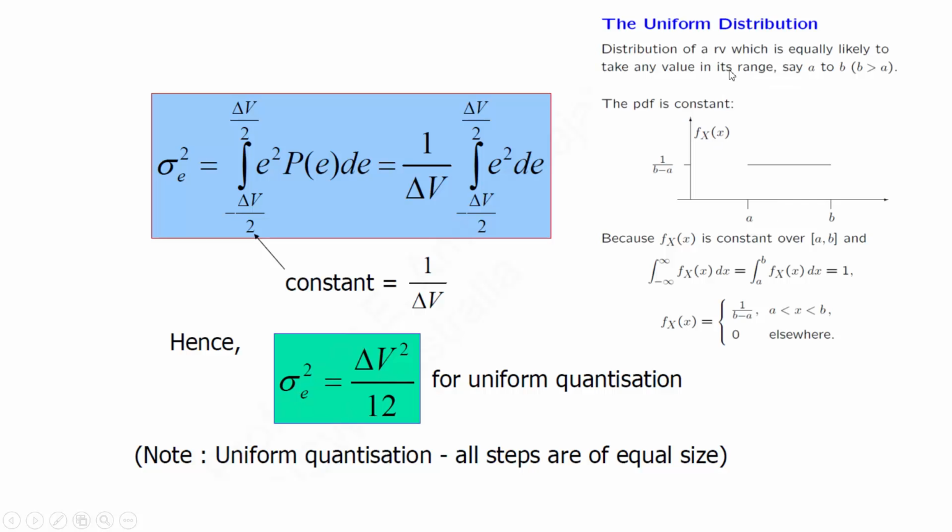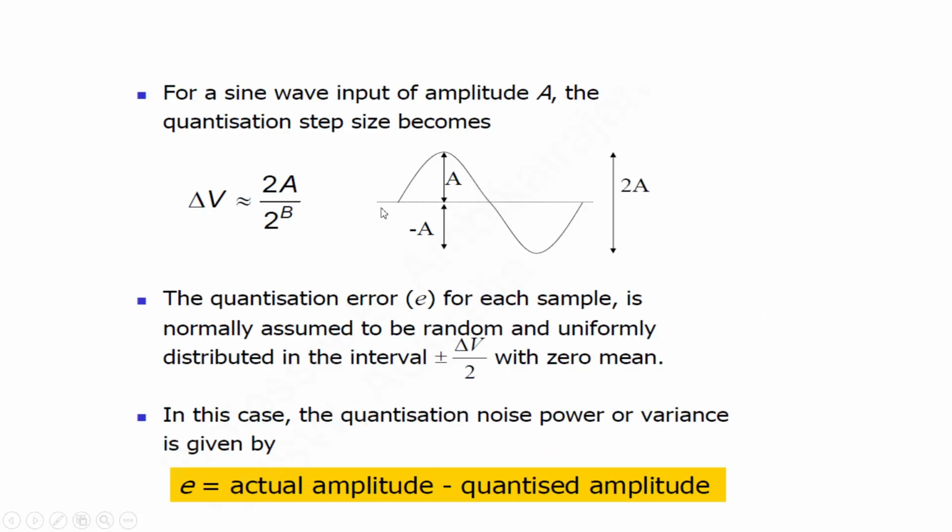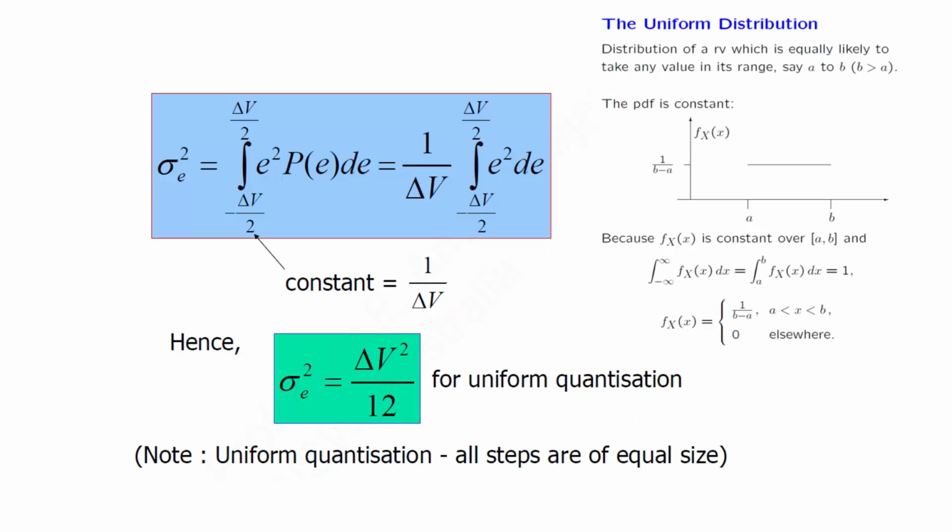Now, let's say the PDF of a random variable is constant if it is uniform, from the initial value A to the final value B, right? And this probability density function is given by 1 over B minus A. Now in our case, what is the range of the quantization error?